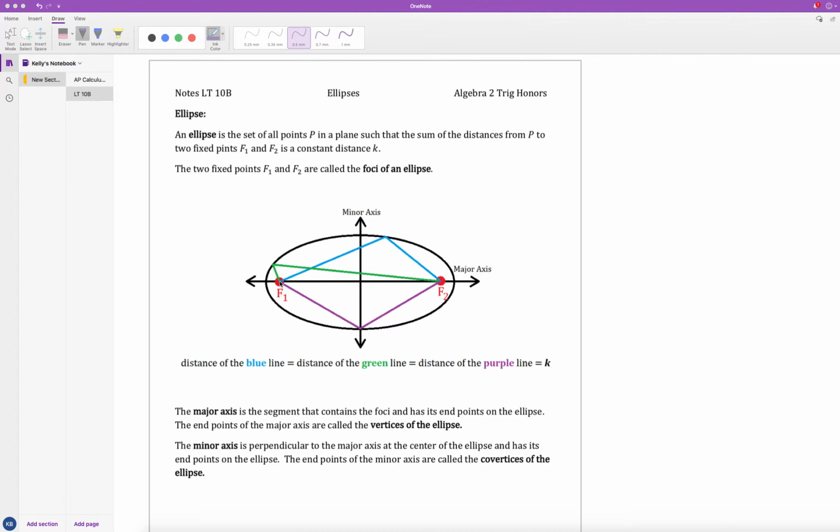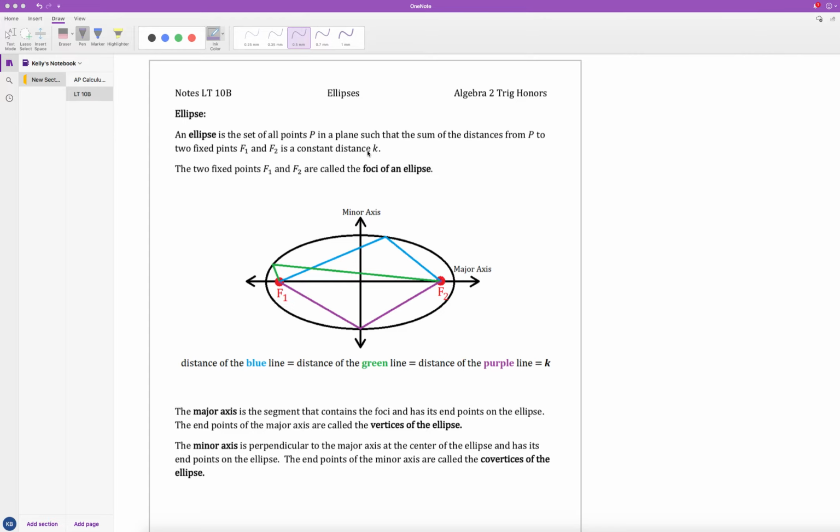This purple line runs from F1 to the negative y-axis and back to F2. So the distance for the purple lines is equal to the distance of the blue lines, which is equal to the distance of the green lines. And that is equal to this value K, which was from our definition here.